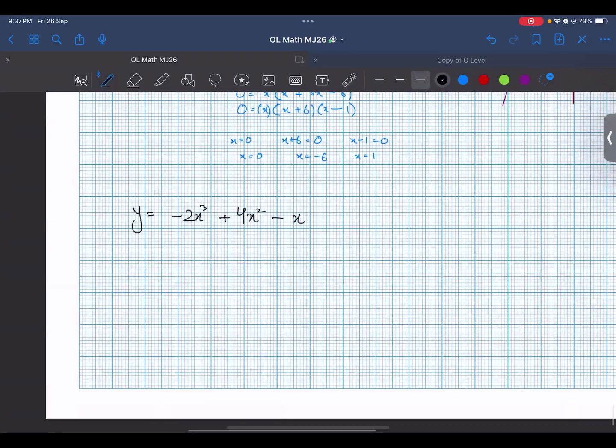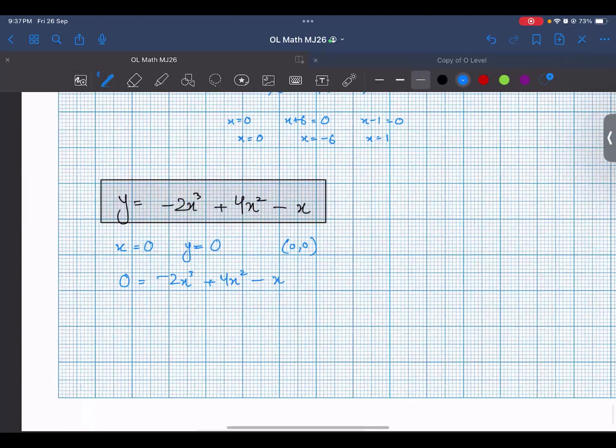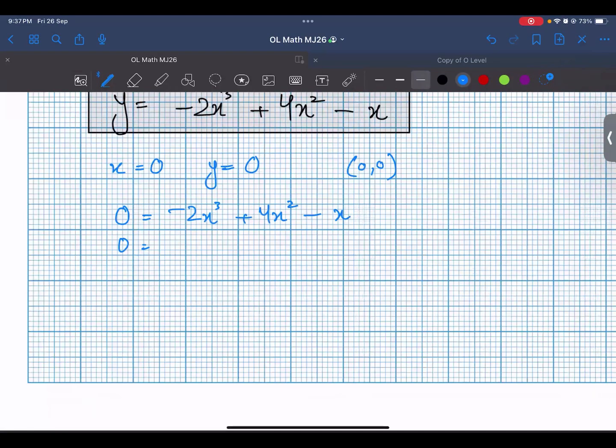Okay, look at this one. You will see that your y-intercept will be directly 0. If your x is 0, your y will also be 0, because 0 cube, 0 square, minus 0, everything is 0. So (0, 0). Then you need your x-intercept. When your y is 0, you will have to factorize this. You can take minus x common. If you take minus x common, you will get 2x square plus 4x.